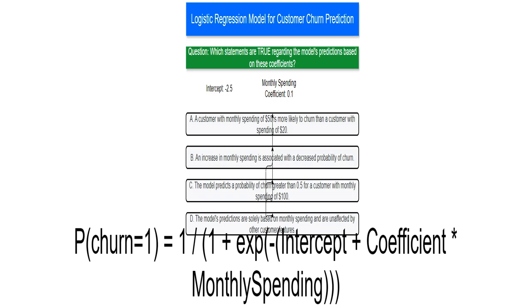inside the exponential function, exp. We flip the sign, add 1, then take the reciprocal, 1 over that value. That gives us the probability of a customer churning, P(churn) equals 1 over that. It's basically calculating the probability using the model's parameters. It's all about combining the intercept and coefficient with customer data to get the chance of churning.